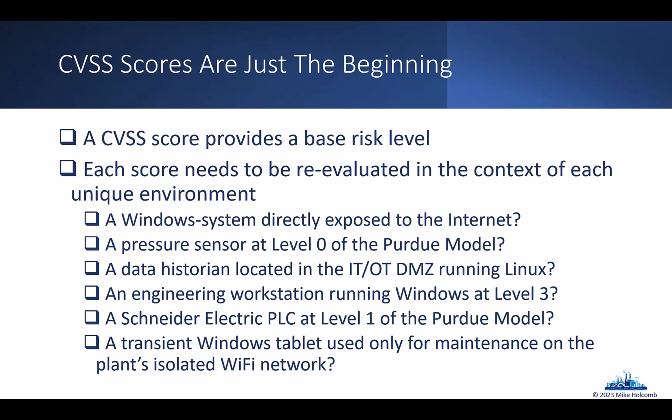On the other end of the spectrum, if we had some type of similar vulnerability on a sensor at the lowest level of the Purdue model, while it's not necessarily something we want to ignore, the chances of an attacker even being in a position to be able to take advantage of it is extremely, extremely low. They're almost always going to have to be there physically. And then even then, how much damage are they going to be able to do?